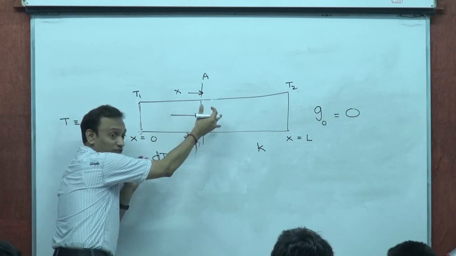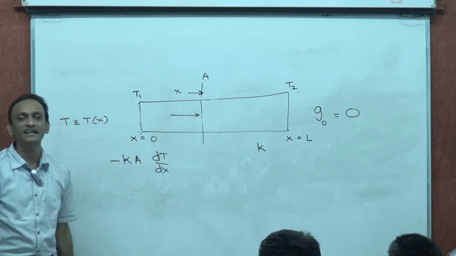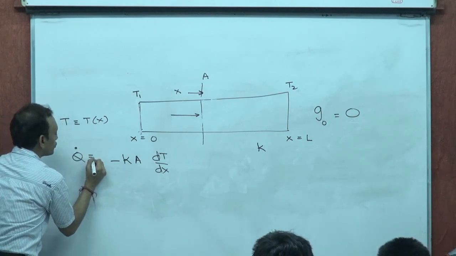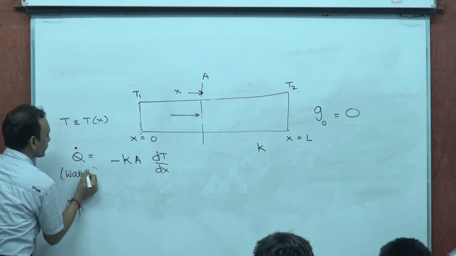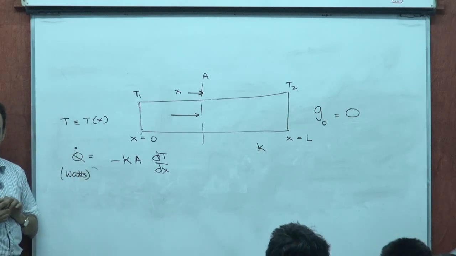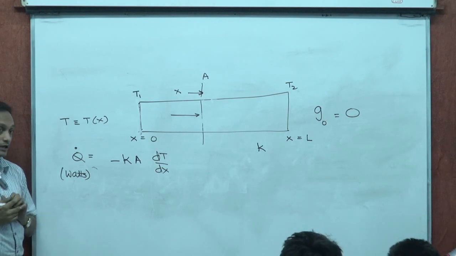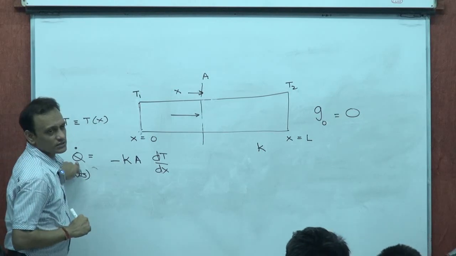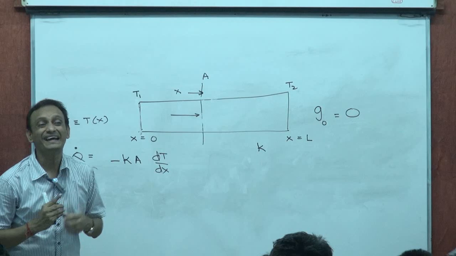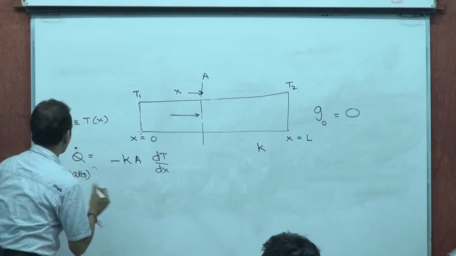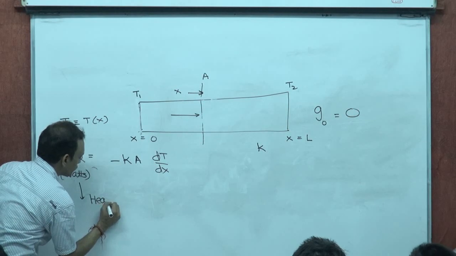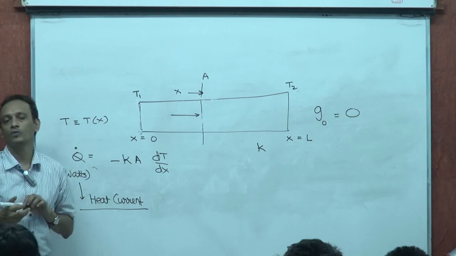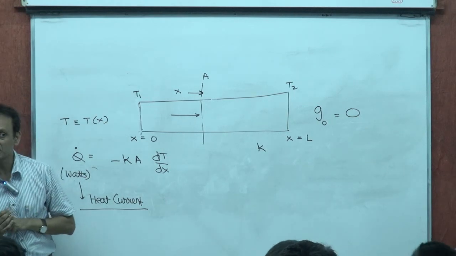It means the watts that will flow through this cross section would be minus K A dT/dx, and that's written as Q dot. This watts or Q dot we will also refer to as a heat current. We'll sometimes call it the heat current.